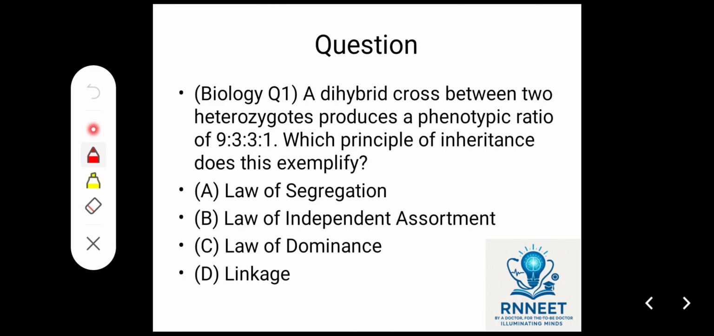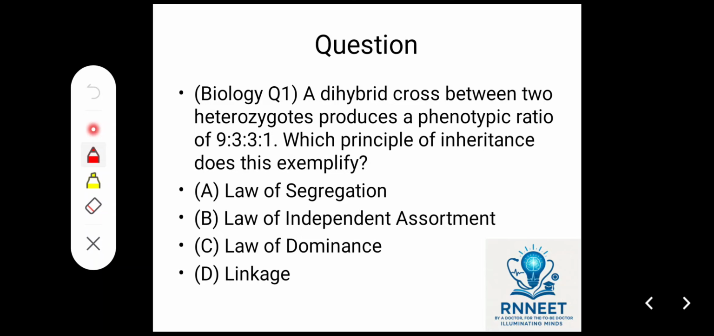A dihybrid cross between two heterozygotes produces a phenotypic ratio of 9:3:3:1. Which principle of inheritance does this exemplify? This question is about the different principles of inheritance. Is it law of segregation, law of independent assortment, law of dominance, or law of linkage?